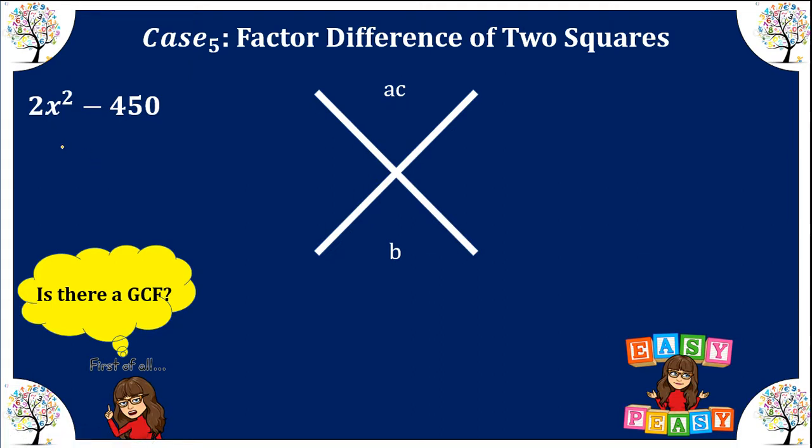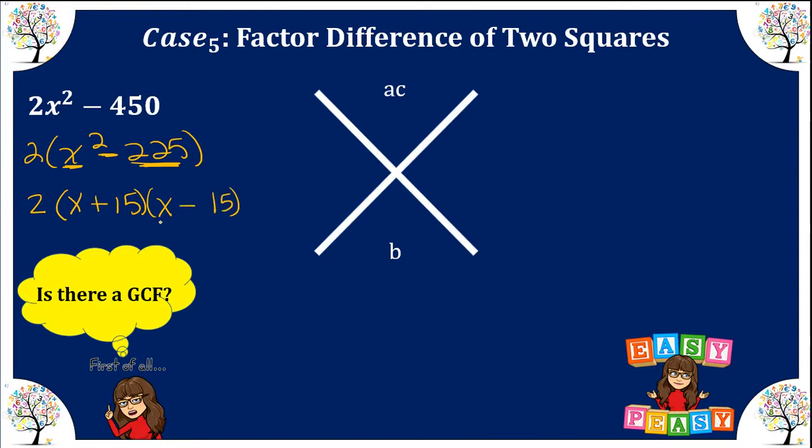In this example, we first need to factor out the GCF of 2. Once I do this, I'm going to recognize that this is the difference of two squares. I have subtract. My quadratic and constants are perfect squares. I'm going to just set up for my two binomials. You factor x squared into x and x. You factor 225 into the two perfect squares. One must be plus and one must be minus.